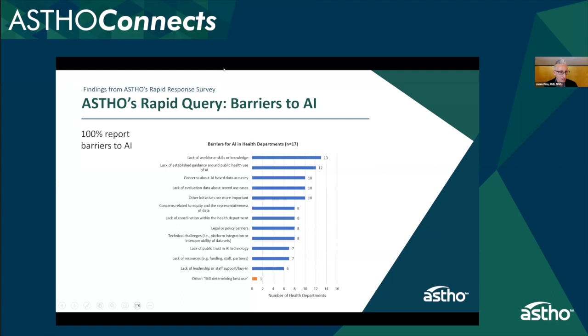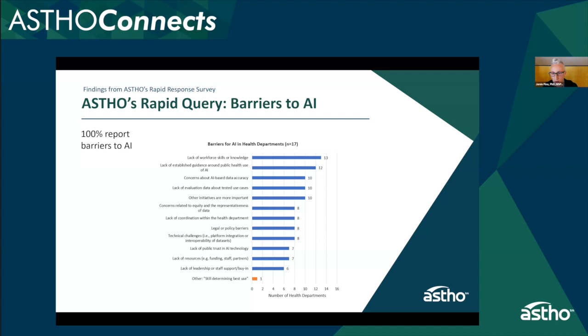Okay, the next thing that we asked about were barriers to using artificial intelligence in your public health practice environment. And 100% of our respondents reported that there are barriers to implementing AI. The first one, the most highly reported barrier, is a lack of workforce skill or knowledge. So folks in the workforce are not sure how to embrace these technologies, not sure how to use them. The next was lack of established guidance around public health use of AI. So respondents noted that they haven't gotten any guidance about how to do this, so they're wary.